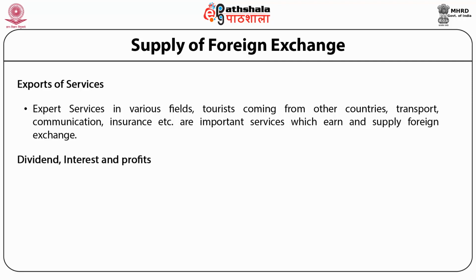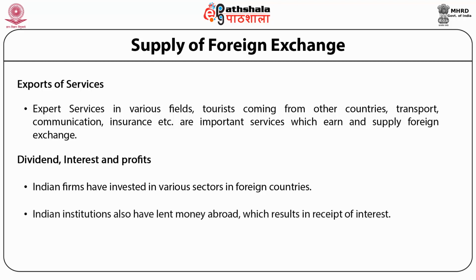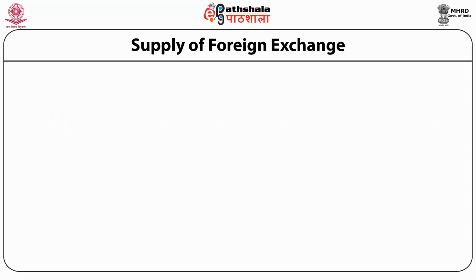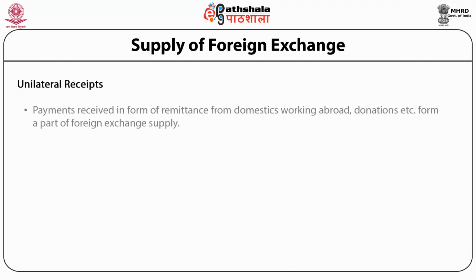Others are dividend, interest, and profits. Indian firms have invested in various sectors in foreign countries. Thus, there is inflow of foreign exchange on account of dividend and profits. Indian institutions also have lent money abroad, which results in receipt of interest. Unilateral receipts. The payments which are received in form of remittances from domestics working abroad, donations, etc., form the part of foreign exchange supply as well.